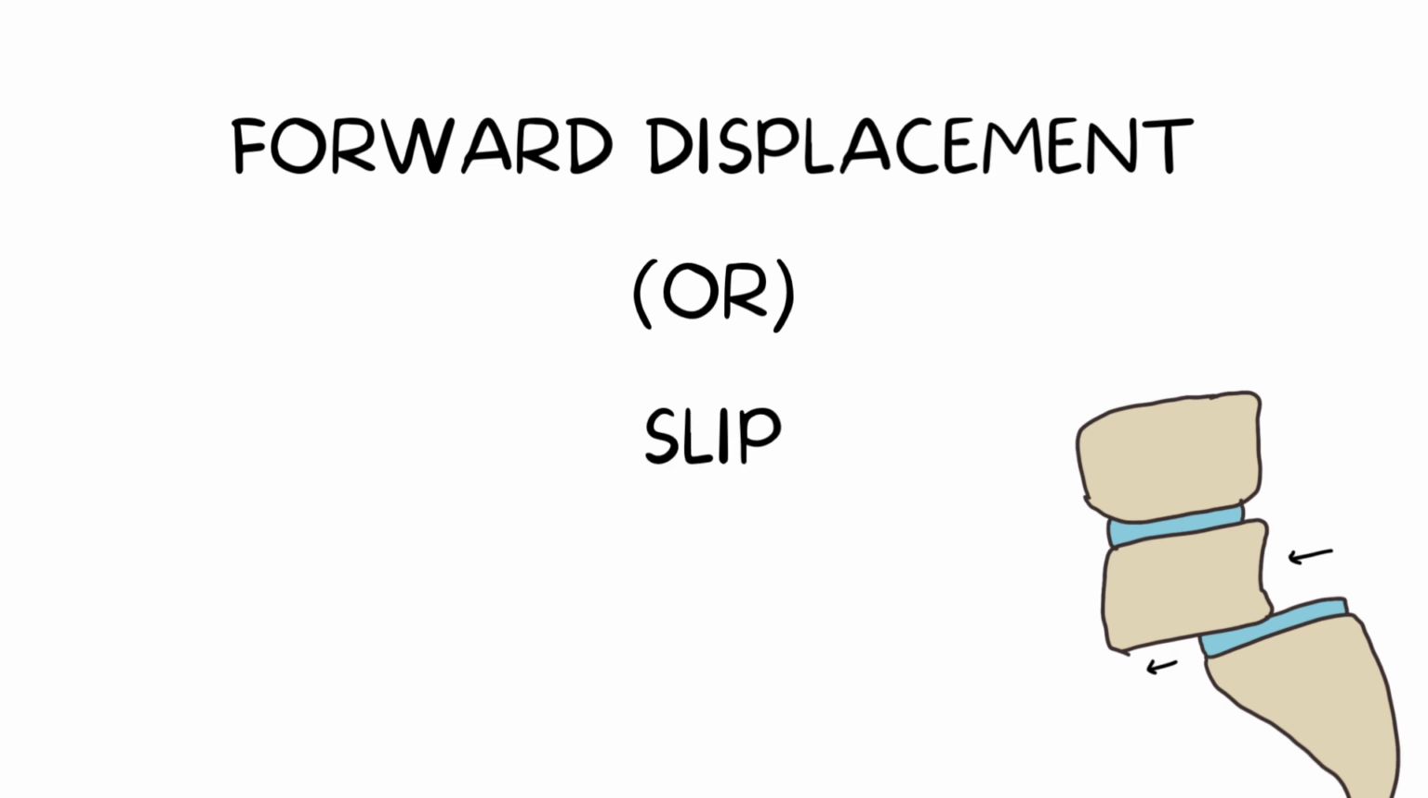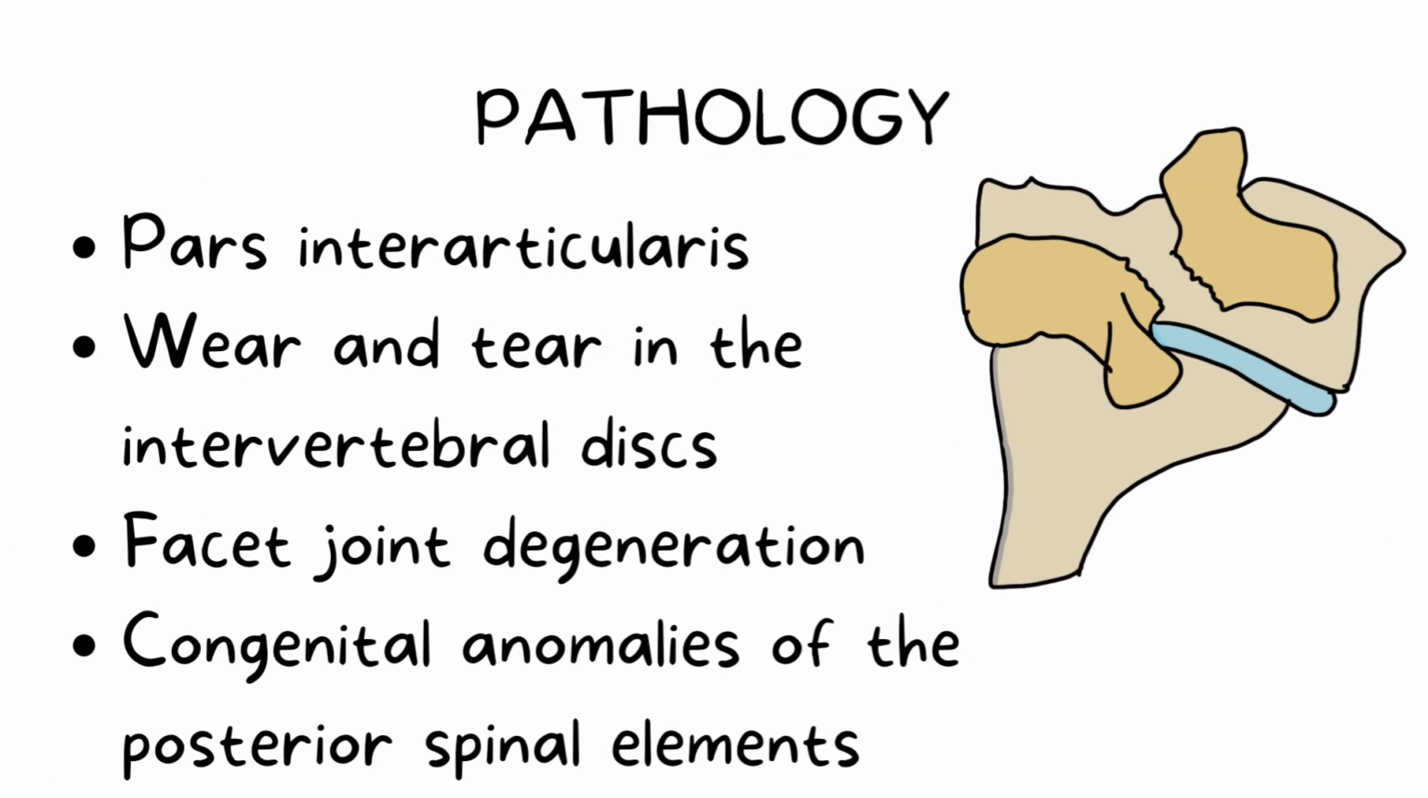Spondylolisthesis is the forward displacement of one vertebra over the other. It can also be referred to as vertebral slip. In most cases of listhesis, there is a problem in the pars interarticularis part of the vertebra. It is kind of like a weak link between the vertebral body anteriorly and the posterior spinal elements posteriorly.